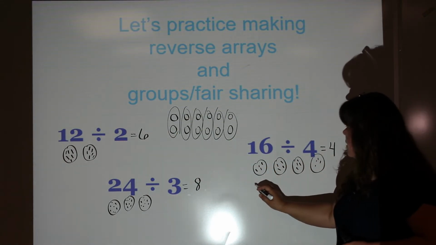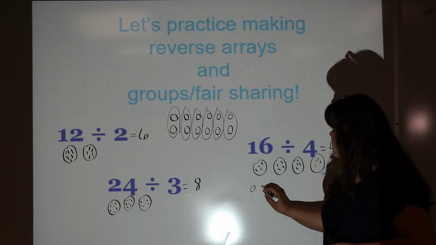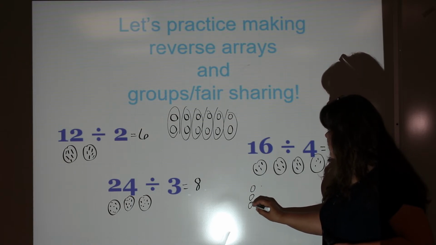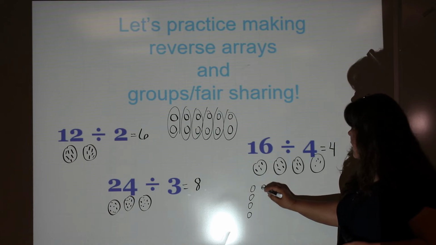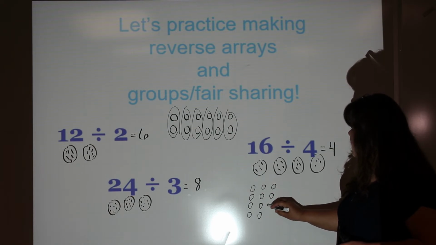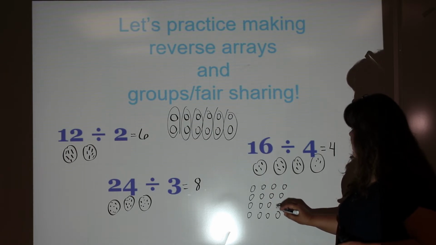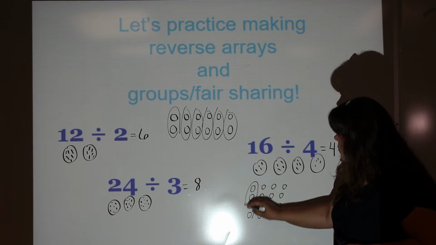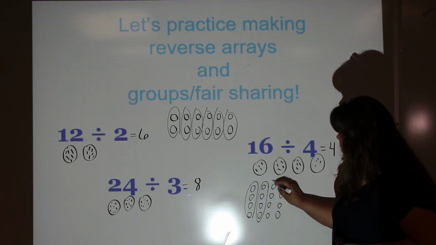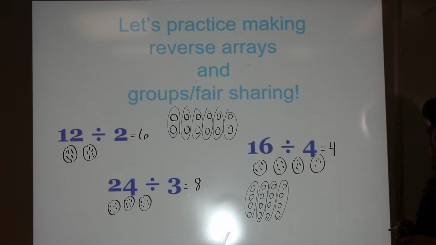16 divided by 4. I'm going to go 1, 2, 3, 4, 5, 6, 7, 8, 9, 10, 11, 12, 13, 14, 15, 16. Counting my columns, 1, 2, 3, 4. I got the same quotient.